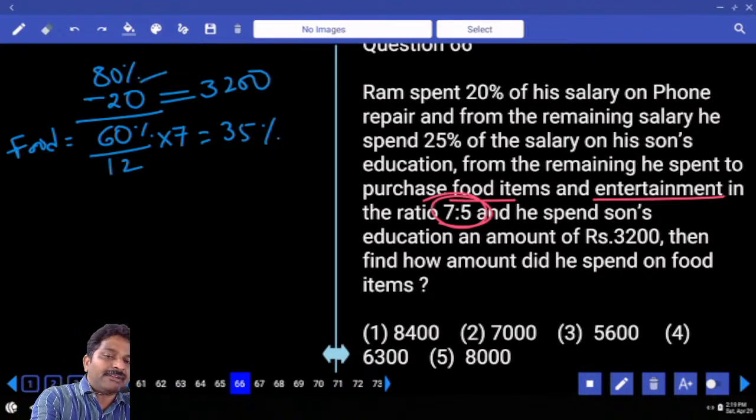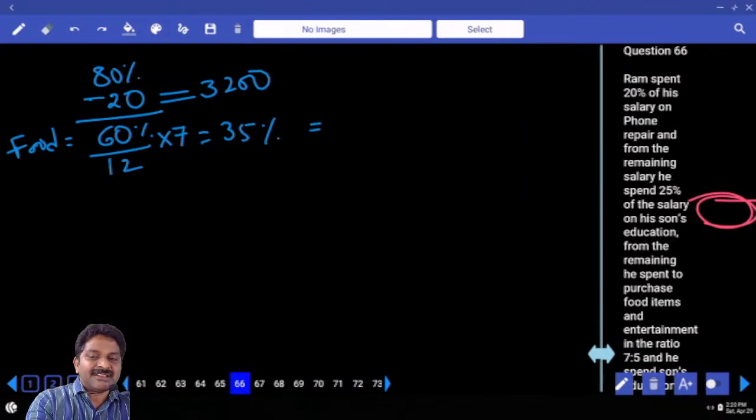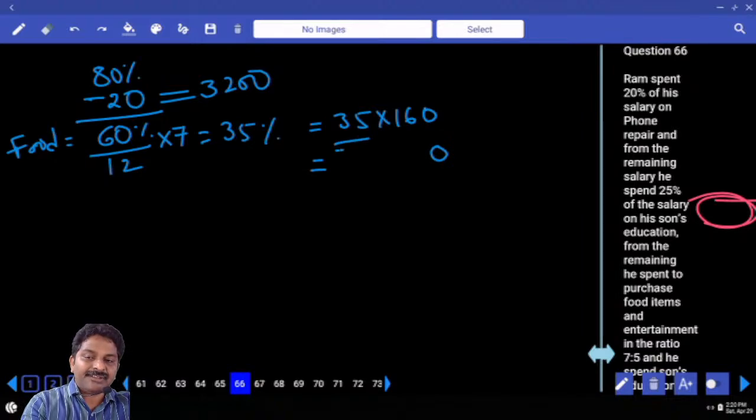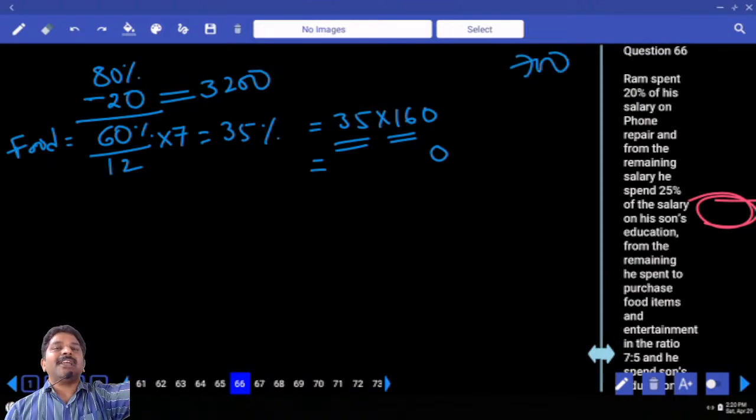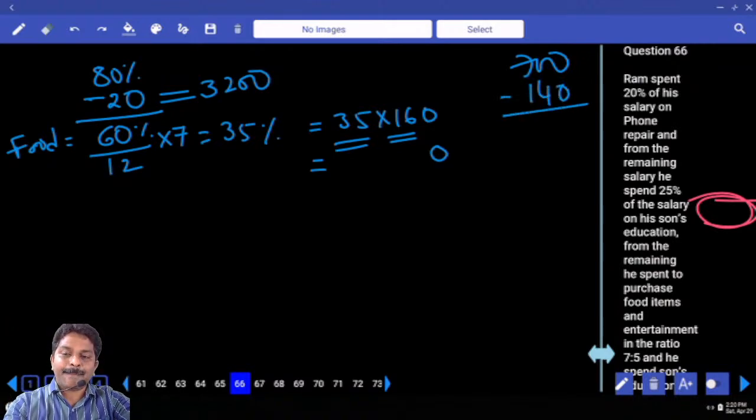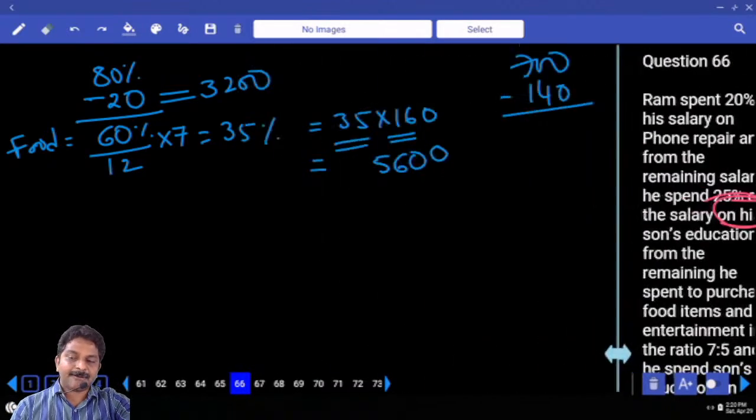Agreed? 20, how many times is 3200? 160. 35% in the sense, can I write it as 35 into 160? We have a 0, let us write 0. 35, how many times? 16 times. Can I take 20 times minus 4 times? 20 times of 35 is 700. And 4 times of 35, double double, 140. How much is that? 5,600.